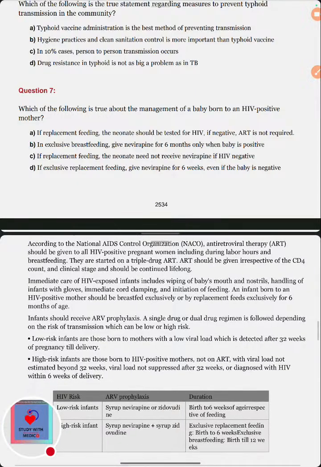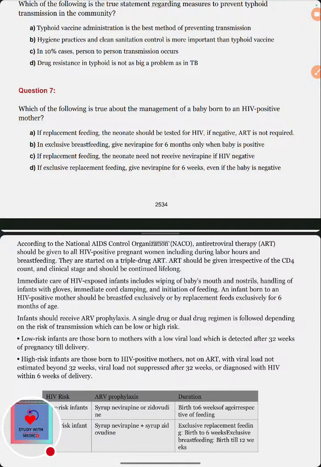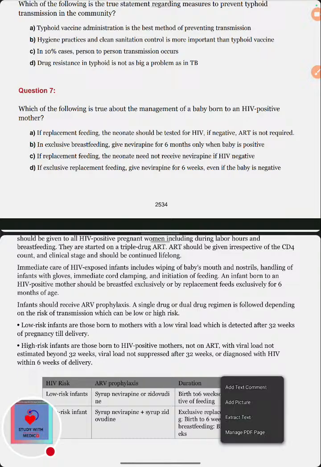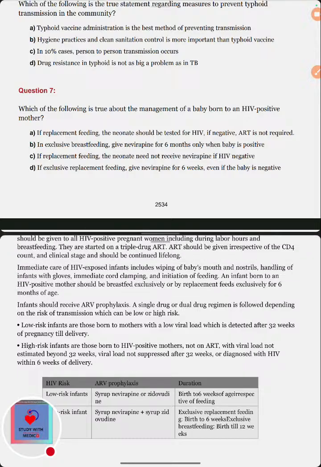Immediate care of HIV exposed infants includes wiping of the baby's mouth and nostrils, handling of infants with gloves, immediate cord clamping, initiation of feeding. An infant born to an HIV positive mother should be breastfed exclusively or given replacement feeds exclusively for 6 months of age. Infants should receive ARV prophylaxis. A single drug or dual drug regimen is required depending on the risk of transmission.